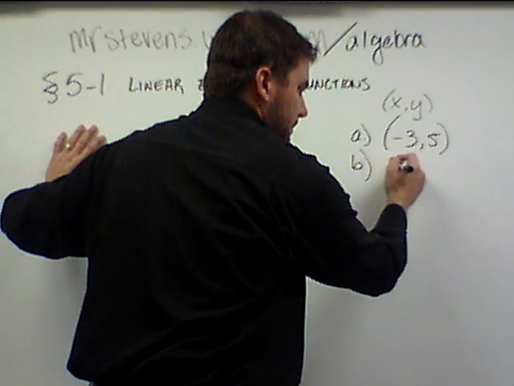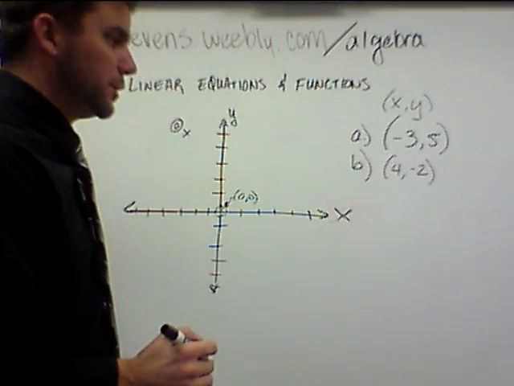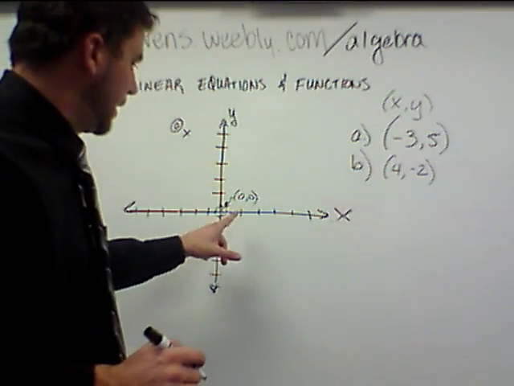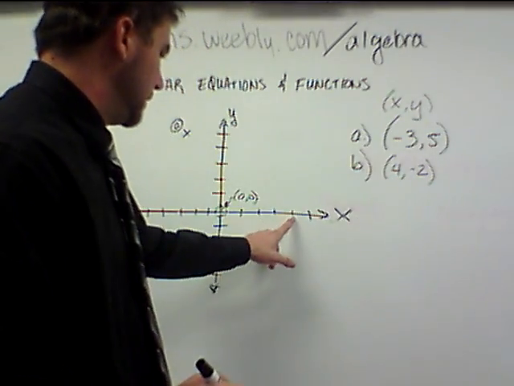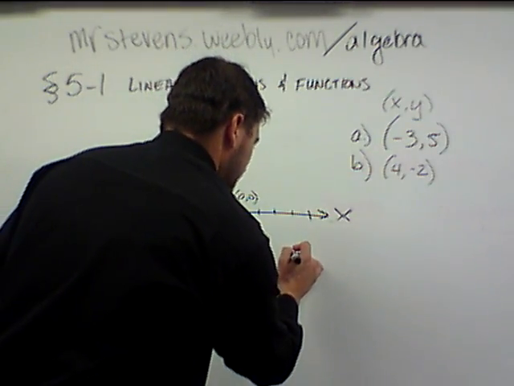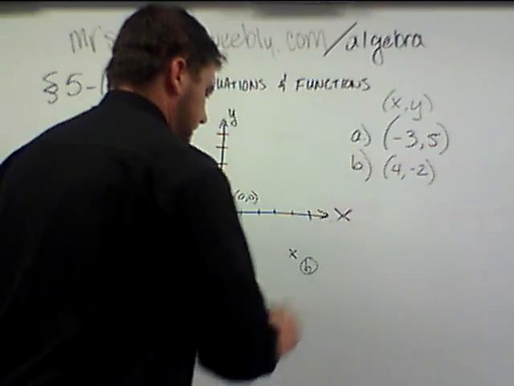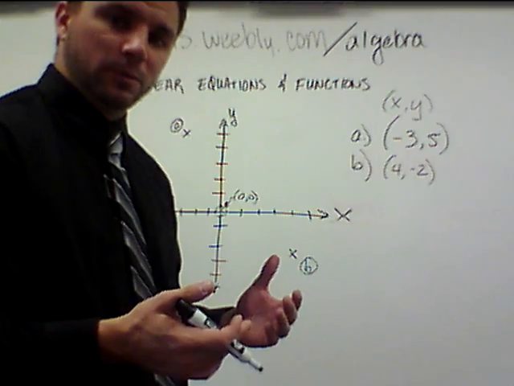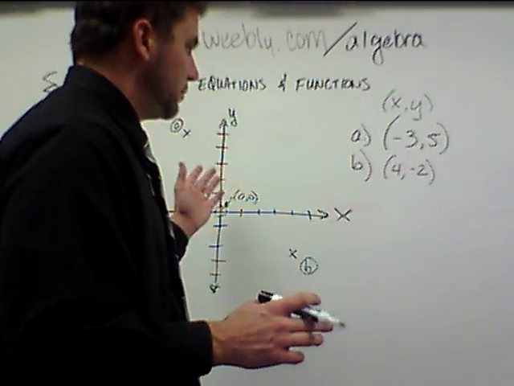Just as another example, let's plot 4, negative 2. So, starting with my X, I'll begin at my origin and move 1, 2, 3, 4 places to the right. My negative 2 tells me that I need to move down on the Y-axis to 2 below 0. And this is my point B. So just as an example of how to graph, we're going to spend a little bit more time graphing, but this is something that needs to be understood, needs to be done before we really move on.